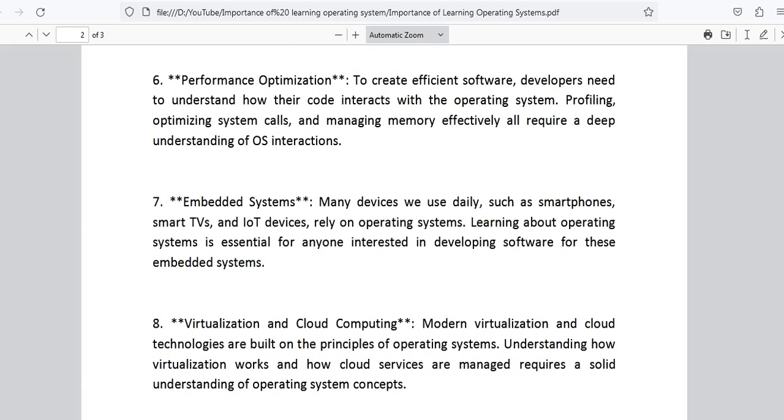Number 6, performance optimization. To create efficient software, developers need to understand how their code interacts with the operating system. Profiling, optimizing system calls, and managing memory effectively all require a deep understanding of OS interactions. Number 7, embedded systems. Many devices used daily, such as smartphones, smart TVs, and IoT devices, rely on operating systems. Learning about operating systems is essential for anyone interested in developing software for these embedded systems.